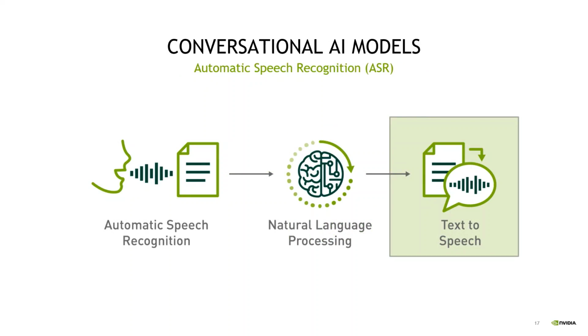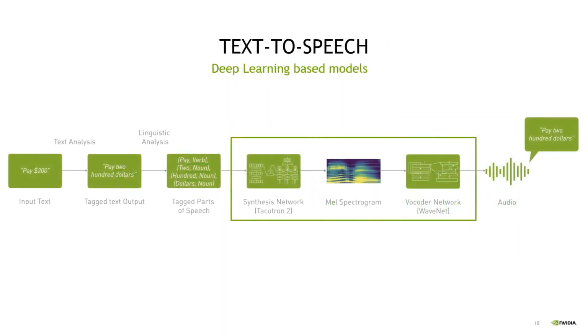The third major task involved in conversational AI pipelines is text-to-speech. Here is the pipeline of a text-to-speech application. It takes as input a text, for example, pay $200, and generates the audio. After a few pre-processing steps, state-of-the-art TTS pipelines usually generate the audio following 2 steps: an acoustic network that generates a spectrogram from the pre-processed text, and a vocoder network that generates audio from the spectrogram. Next, you will listen to results of a TTS pipeline based on Tacotron 2 for the acoustic model and WaveGlow for the vocoder.